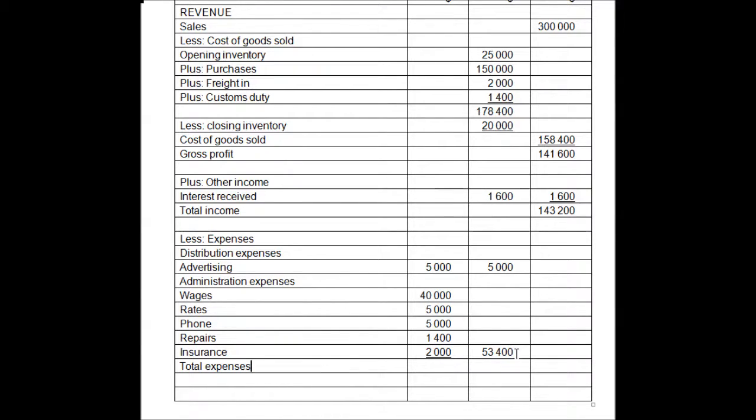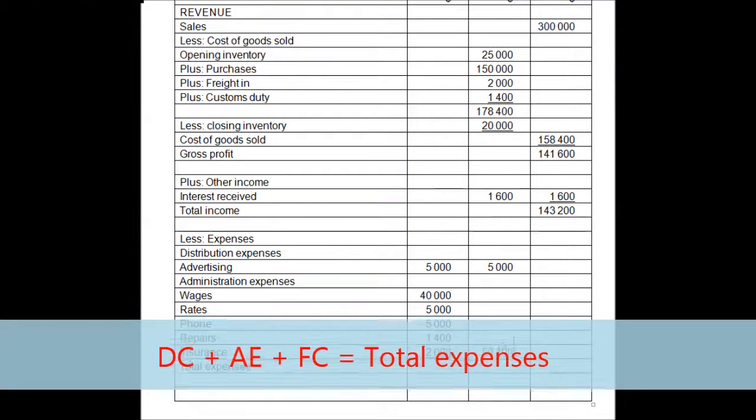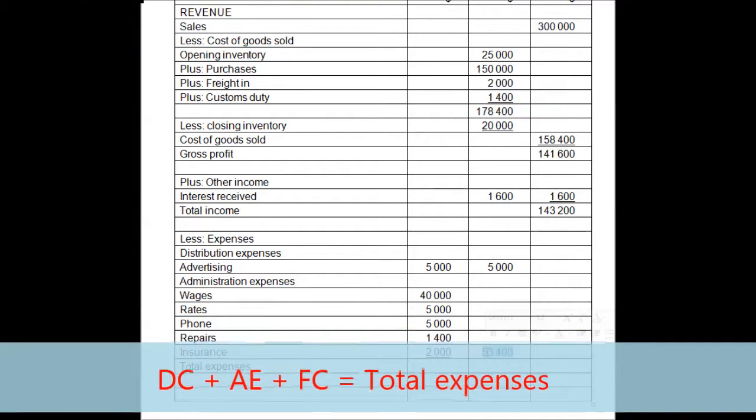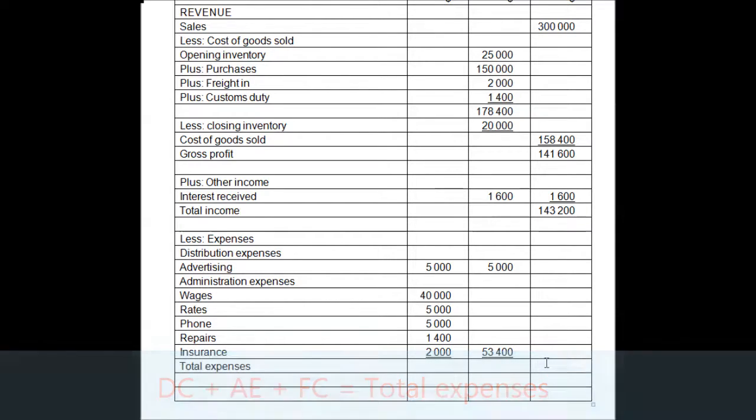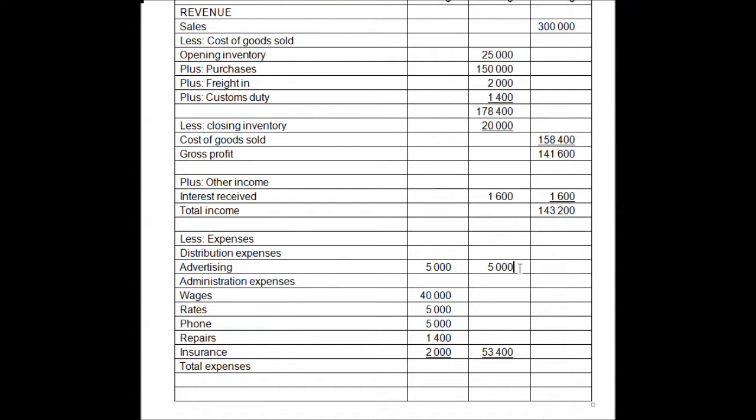And I get this by adding these two together. So I'm going to put a line under here to signify that that's being totaled up. And I'm going to go 5,000 plus 53,400. And that should equal $58,400. So I've got my next lot there, which was total expenses, which I calculated going distribution expenses, administration expenses, plus finance costs if I had any.